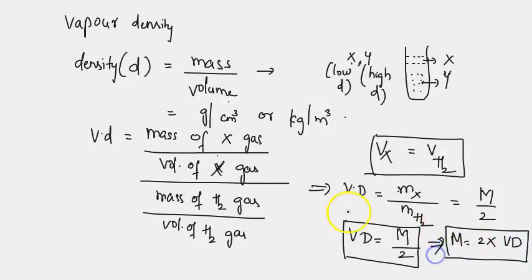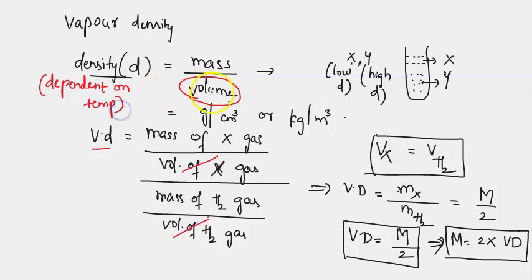This is vapor density, and density is another term which is normally calculated from mass by volume. Now here density contains volume term in the denominator, but the vapor density has no volume term, because the volume being the same, they got cancelled out with each other. So density is dependent on temperature. Density is dependent on temperature because there is volume term in the formula.